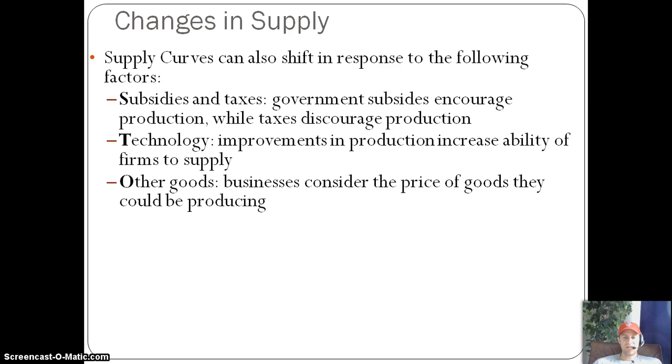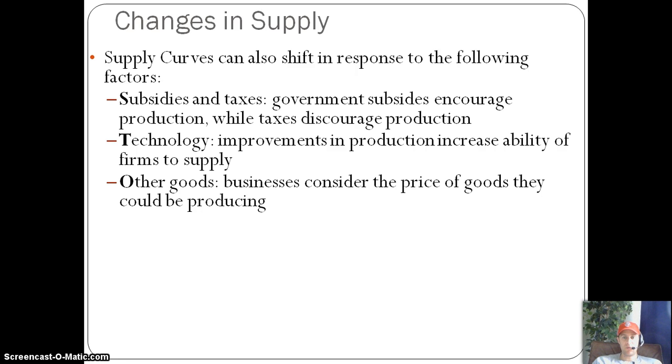Other goods. Businesses also consider the price of goods they could be producing. If you are running a factory and you have workers working around the clock, and your factory could be making cars, or your factory could be making hybrid cars, you have to consider the price of both of those goods. If there's all of a sudden a big spike in oil prices and demand for hybrid cars goes through the roof, you're going to start producing hybrid cars, and that means you are not producing regular automobiles.